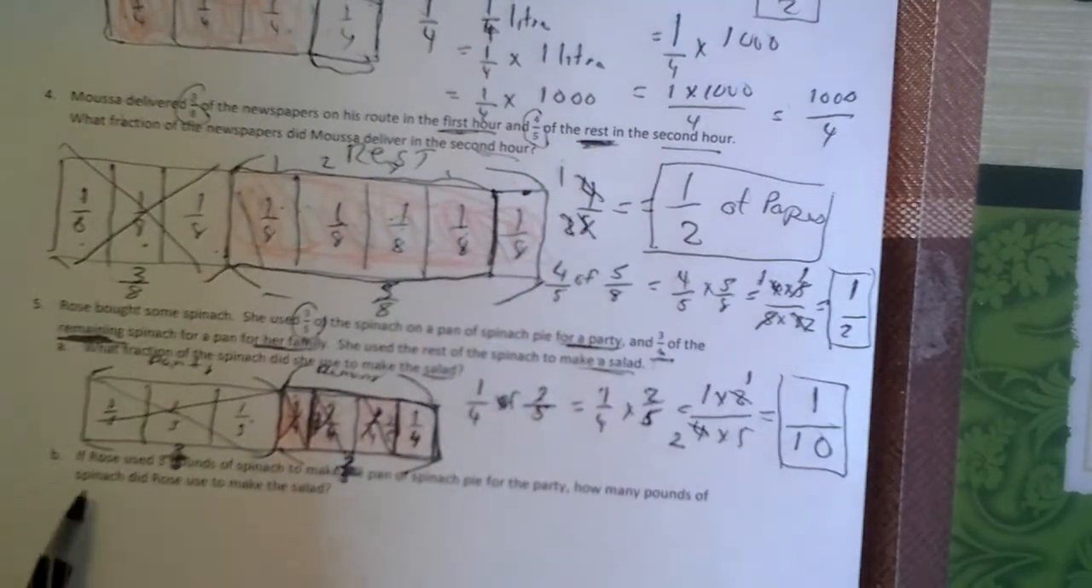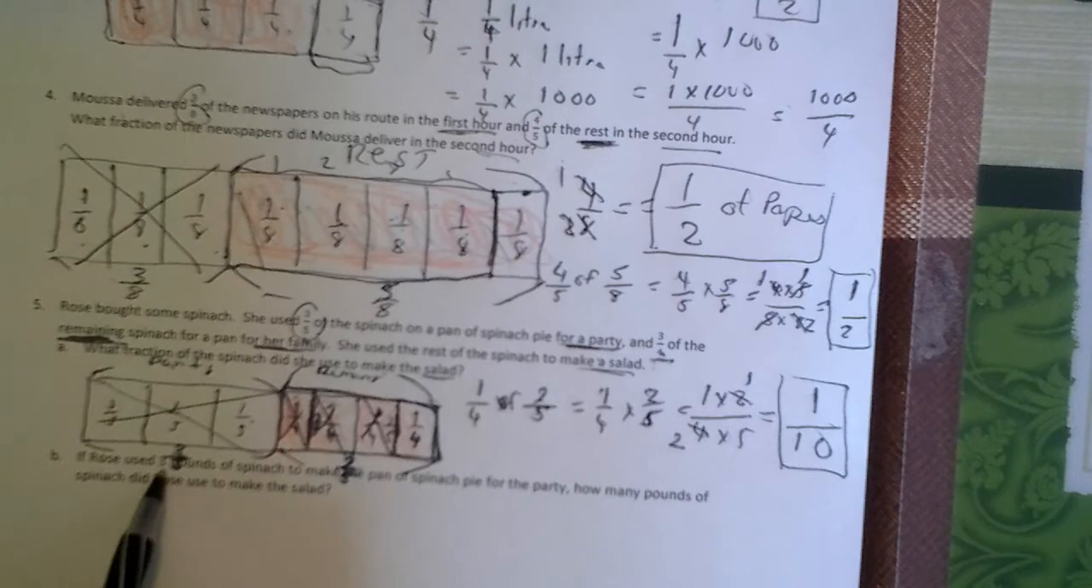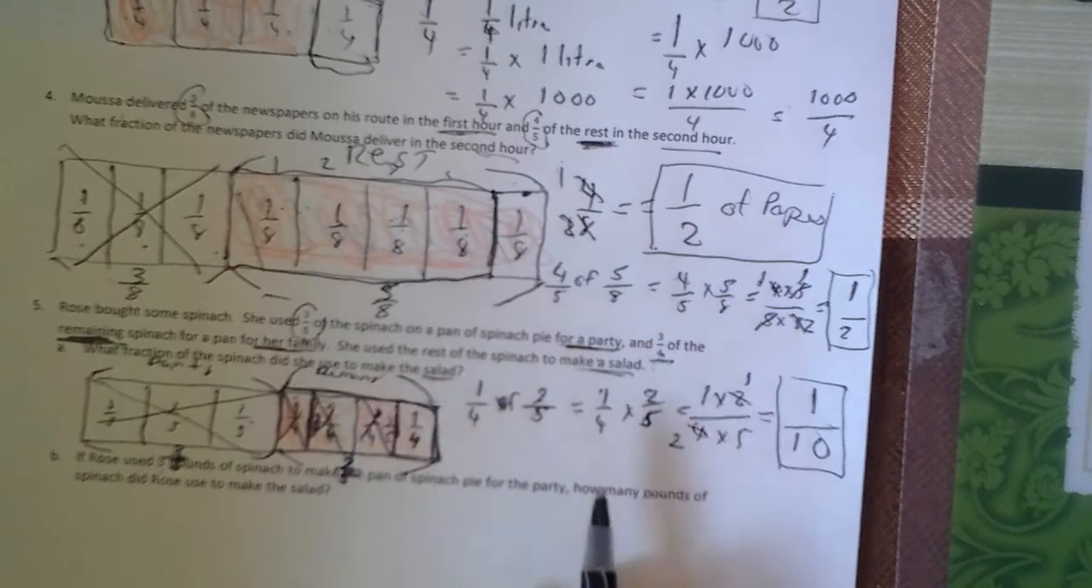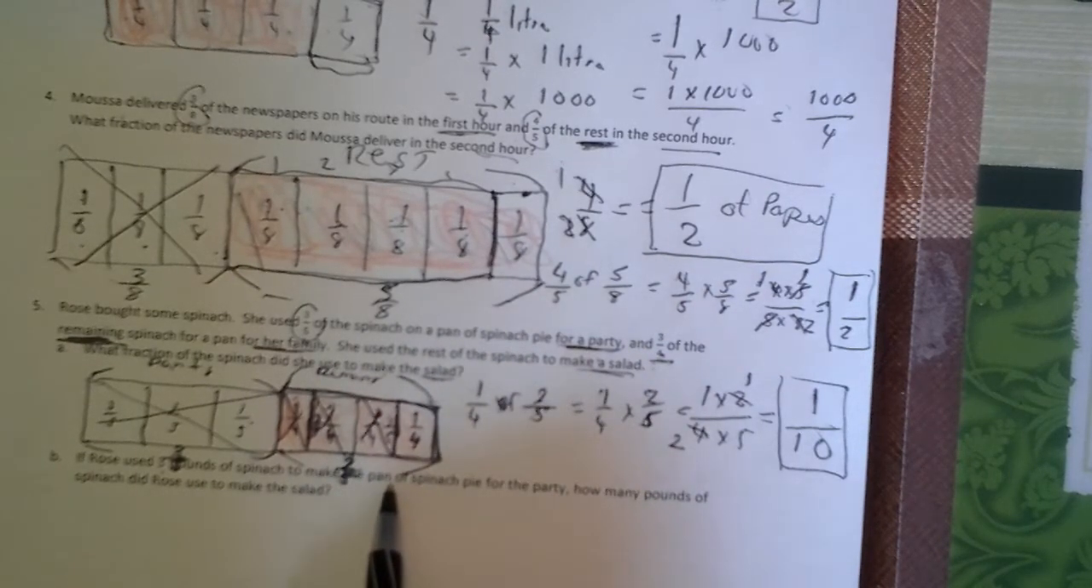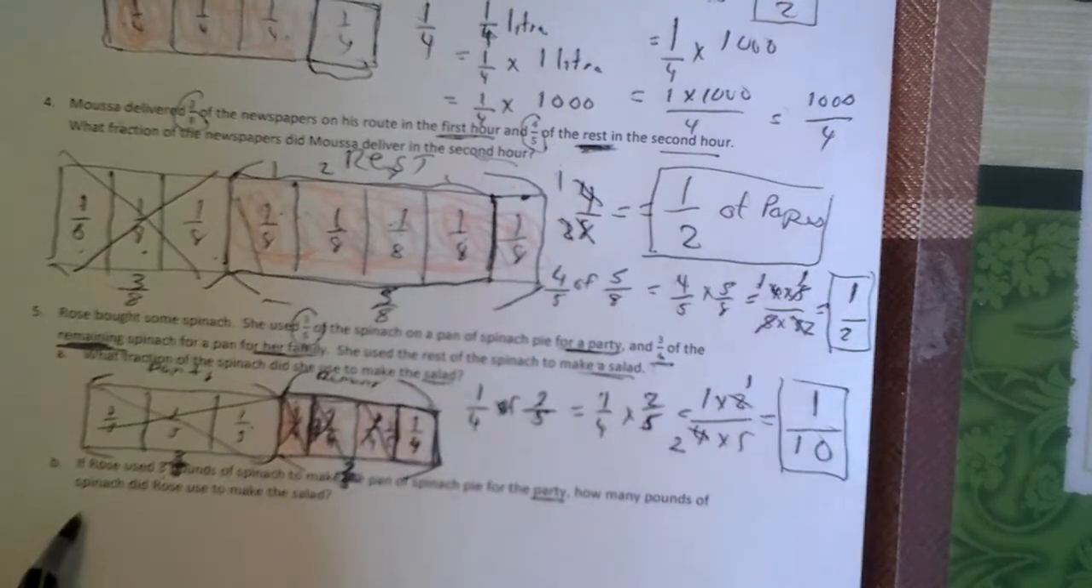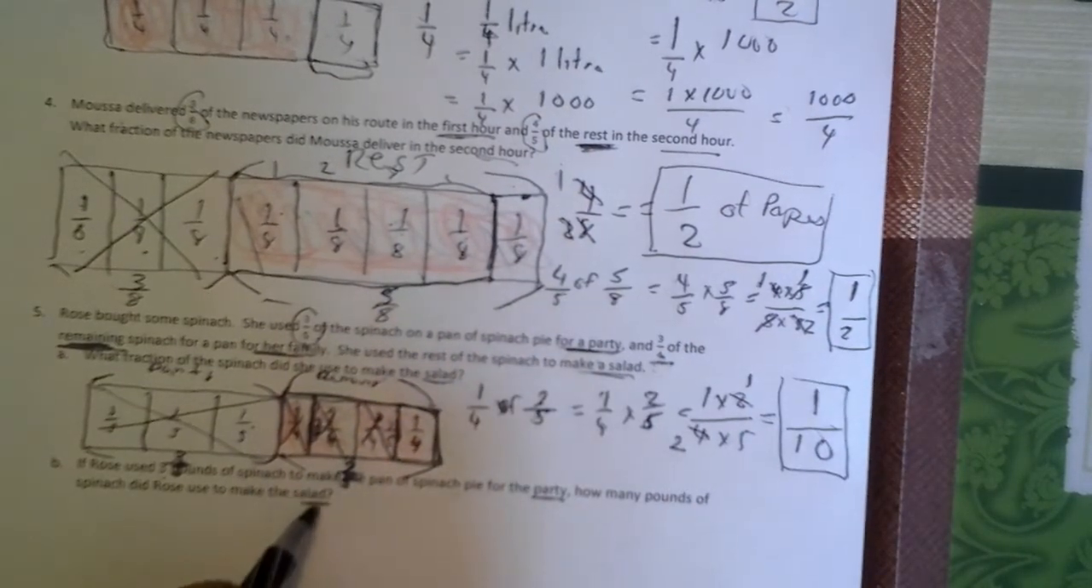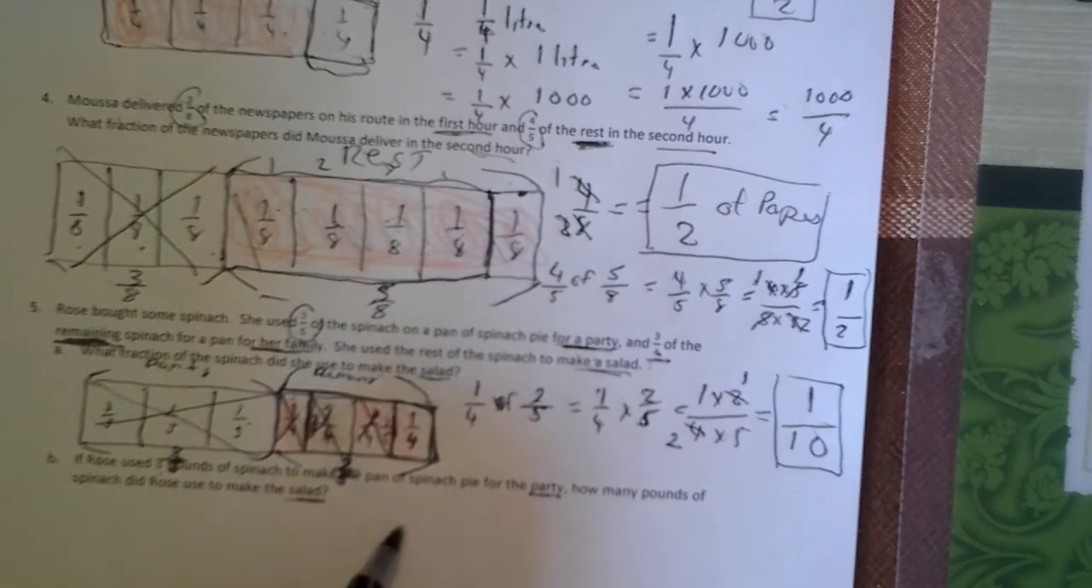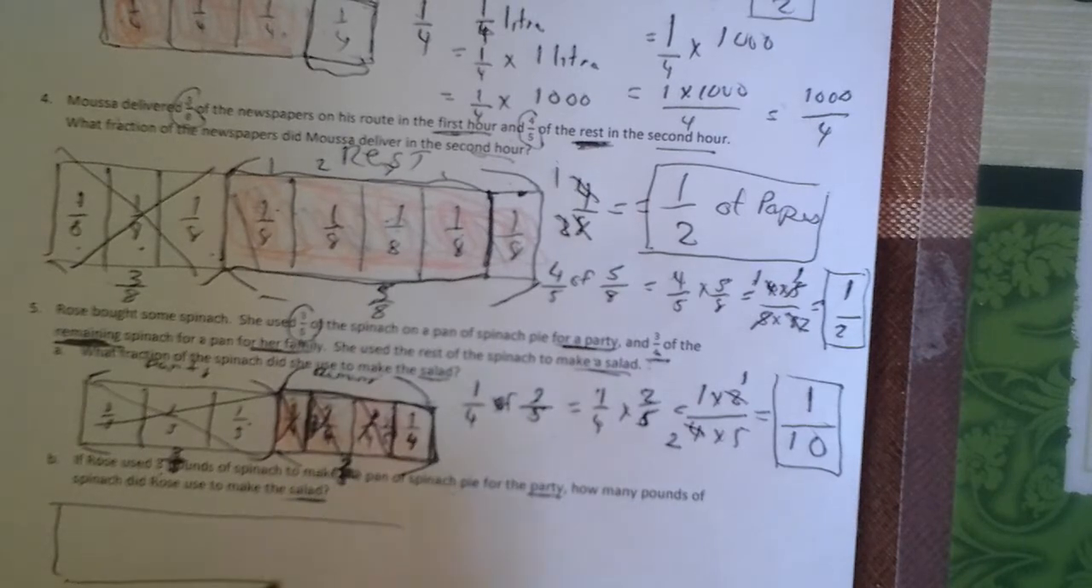Very good. Now, it says if Rose used 3 pounds of spinach to make the spinach pan for the party, how many pounds of spinach did Rose use to make the salad? Okay, so let's draw our tape diagram again and split it into 5 pieces again. Let's make it big so we can see.